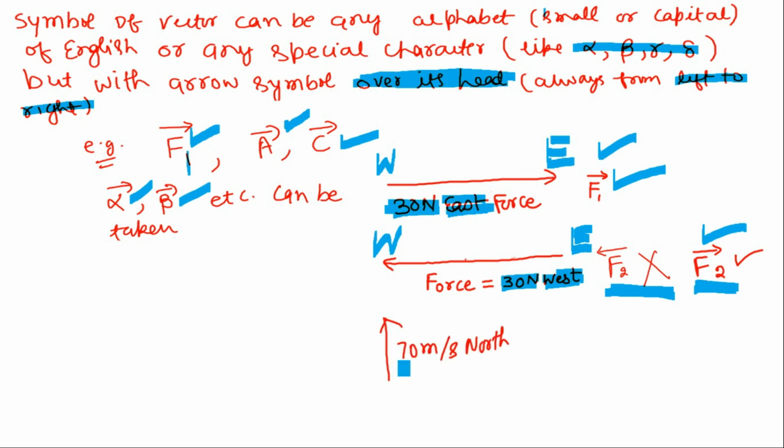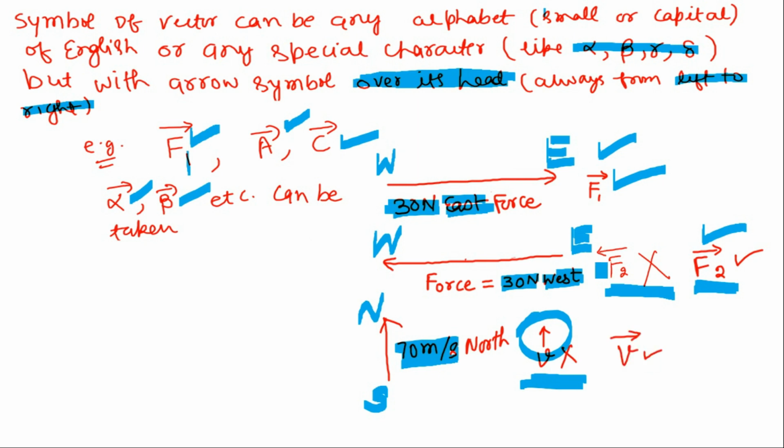Let us take another example. Here the velocity of an object is 70 meter per second along the north direction. We want to write this vector quantity in the form of a symbol. So this is a wrong way to write the symbol. Although we have to put an arrow over the symbol of the vector quantity, this arrow should not be like this. The correct way to represent the velocity is this. Although the object is going in this direction, the arrow that is used over the head of this vector quantity must be from the left to the right side.